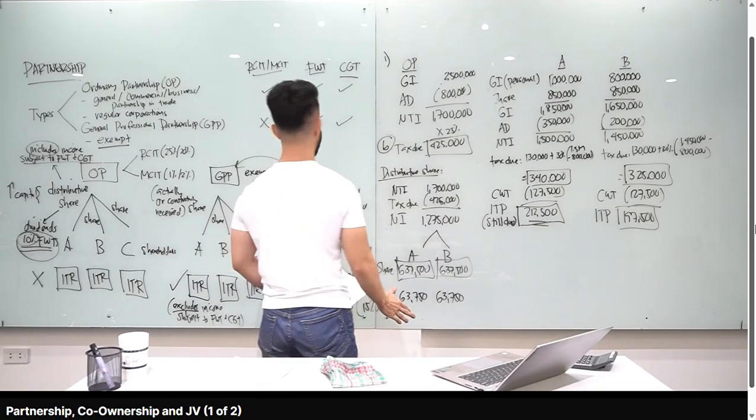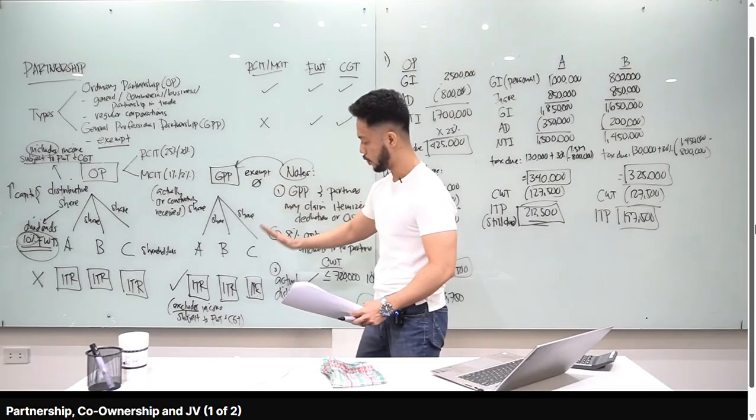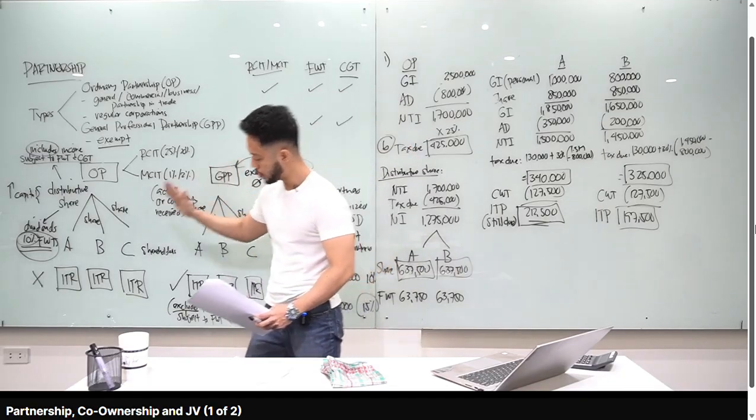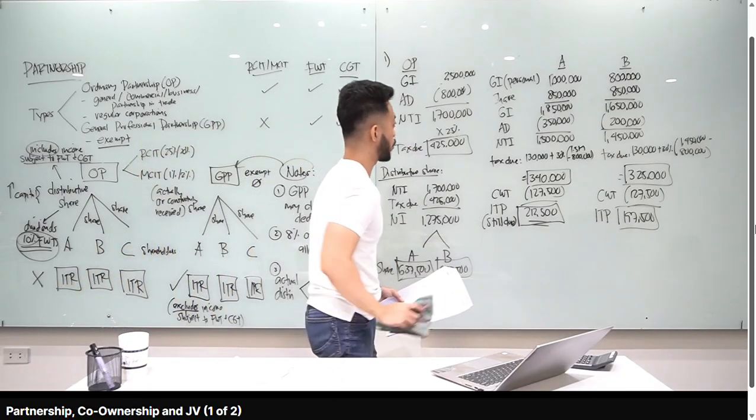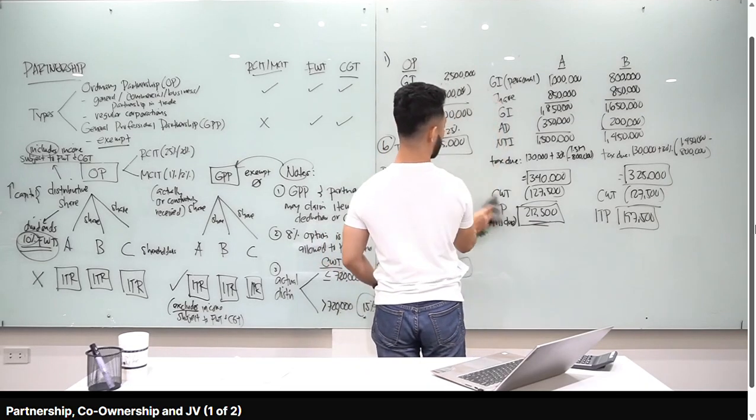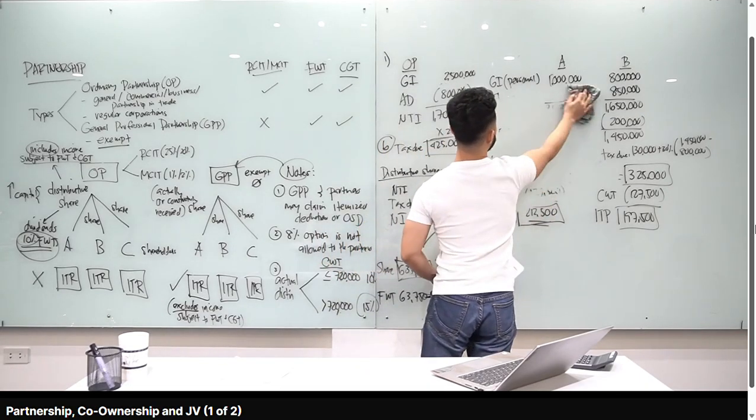Income tax due from each partner. Ano yung difference nila? Sa GPP, nagfo-form part ng ITR yan, tama? Sa OP, wala yan sa ITR. So, ibig sabihin, class, kung i-recompute natin sa A, tatanggalin natin yung share na yan. Okay? So, i-recompute natin.